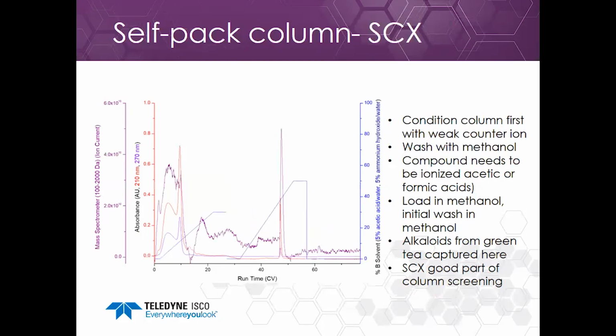Again, I used half a gram of extract for a 15-gram strong cation exchanger. It was liquid loaded, and I dissolved the sample in methanol containing acetic acid. The acetic acid caused my alkaloids to become ionic. It's very useful for enrichment, and I removed the neutral and acidic compounds.